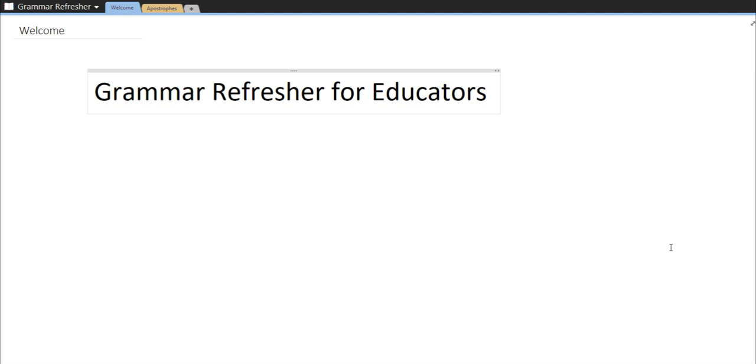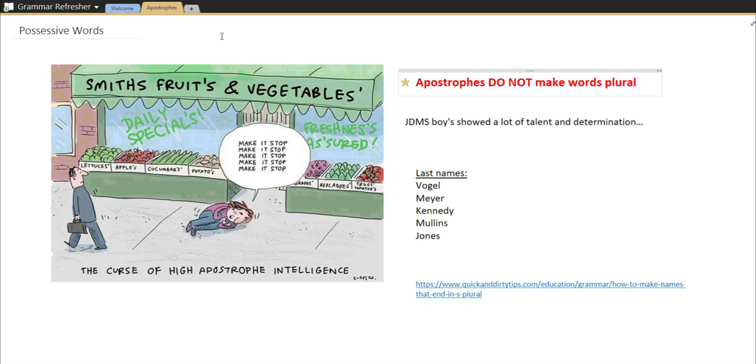In this module of Grammar Refresher for Educators, let's look at how to use apostrophes for possession. I have to say that I'm very passionate about apostrophes, and there are a few things that really grind my gears when it comes to language and punctuation grammar rules. And that's when people use apostrophes to make words plural.